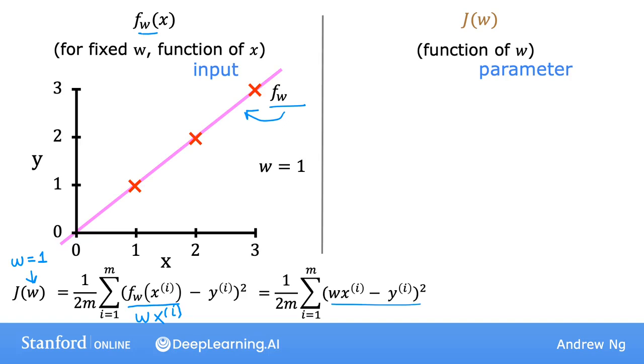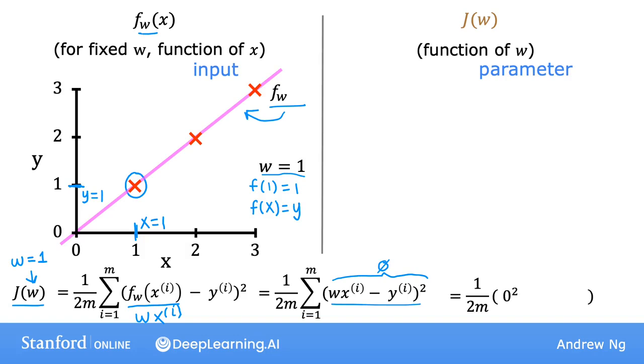Because for this data set, when x is 1, then y is 1. When w is also 1, then f of x equals 1. So f of x equals y for this first training example, and the difference is 0. Plugging this into the cost function J, you get 0 squared. Similarly, when x is 2, then y is 2, and f of x is also 2. So again, f of x equals y for the second training example.